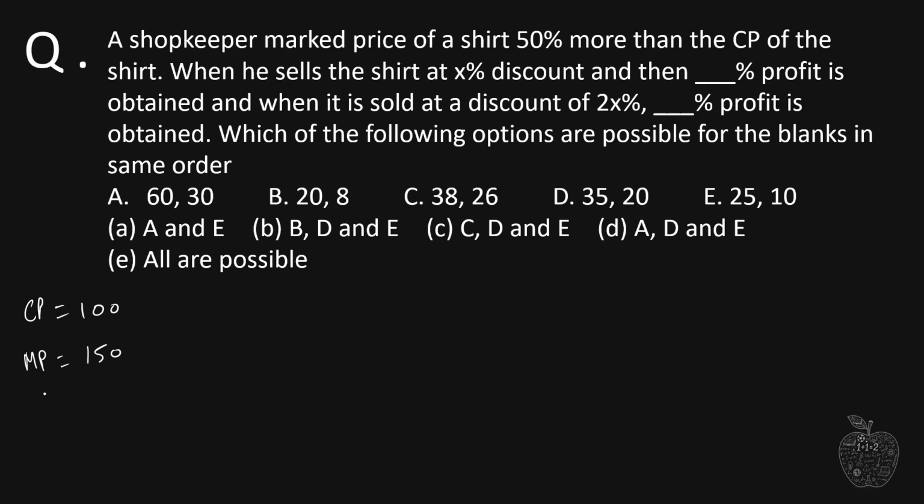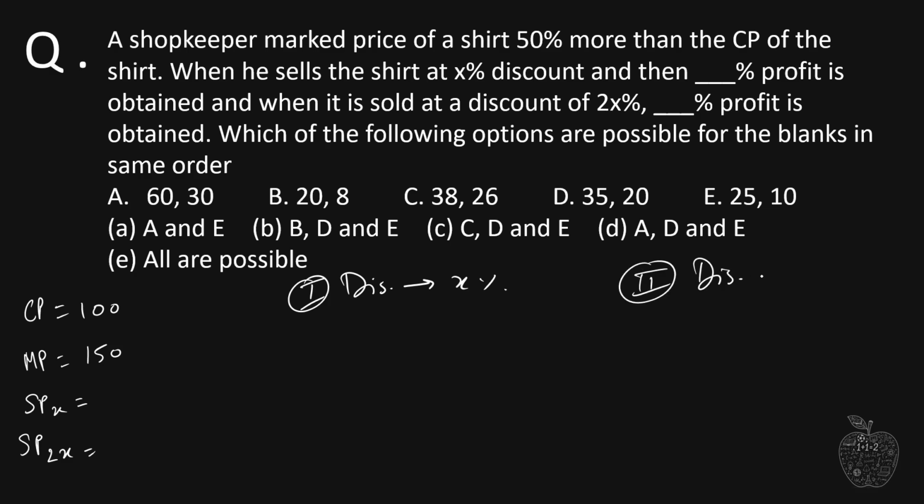That means there are two selling prices. First, when the discount is of X%, and another when the discount is of 2x%. And this is what we have to calculate. So there are two scenarios: when the discount is of X%, and another when there is a discount of 2x%. Got it? Now if there is a discount of X%, that means he must have sold it at 100 minus X% of the mark price.